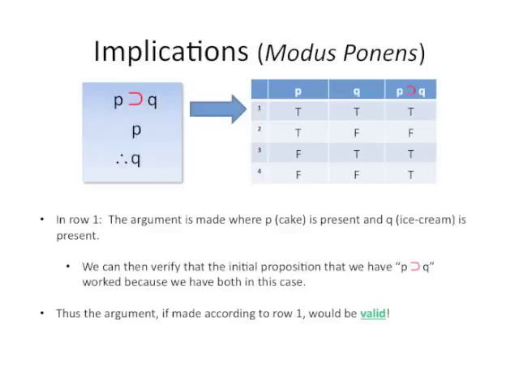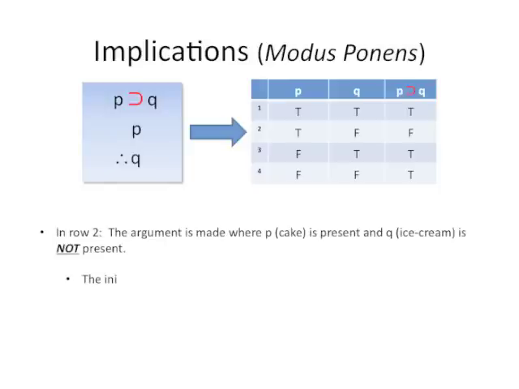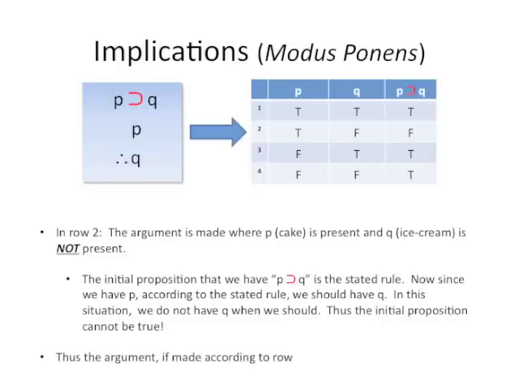All right, so let's look at our second row. In our second row, the argument is made where P, our cake, is present, and Q, our ice cream, is not present. So the initial proposition that we have, if P then Q, is the stated rule. Now, since we have P according to the stated rule, we should have Q. But in this situation, we don't have Q when we actually should. So thus, the initial proposition can't possibly be true.